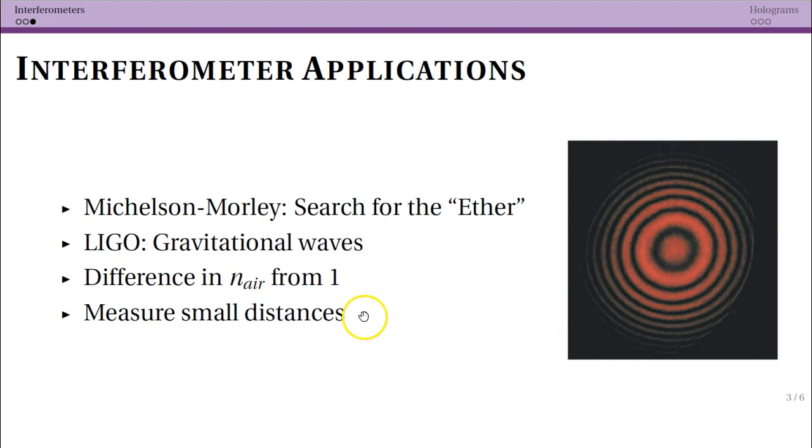Now lastly, you can also do this with just measuring small distances. If you're trying to measure a small distance, just moving the mirror a little bit based on that small distance will change this interference pattern quite a bit. So there are kind of 3 very specific applications, but it's something that can be very widely used as well.